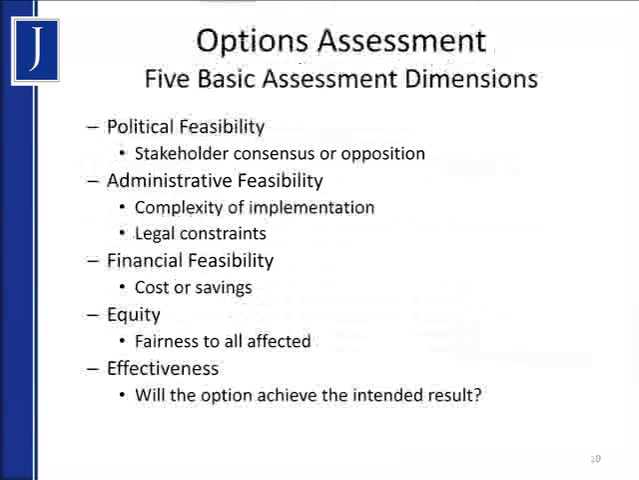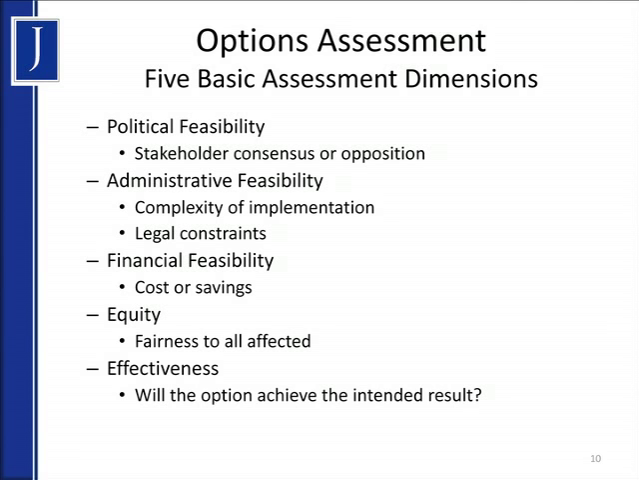Another section of your capstone memorandum is the options assessment. Here is where you analyze the policy options that you identified in the previous section and arrive at a recommendation as to which is the best approach that your client should consider implementing. There are 5 basic assessment dimensions in your options assessment. These are political feasibility.